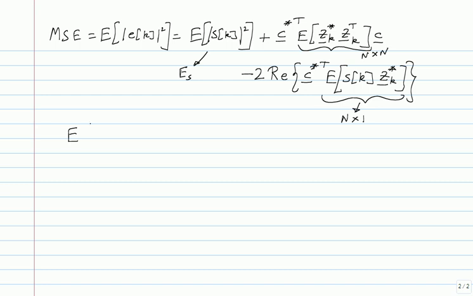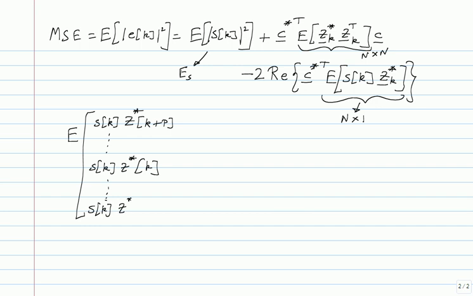Let me try to write this first n by 1 vector expectation. It's going to be SK times the first term of ZK conjugate, which is Z of K plus P, conjugate. Remember this conjugate. And then you will have SK times Z conjugate K all the way down to SK times Z conjugate K minus P. This is my term. I'm going to call this vector alpha. Remember it's once again an n by 1 vector.